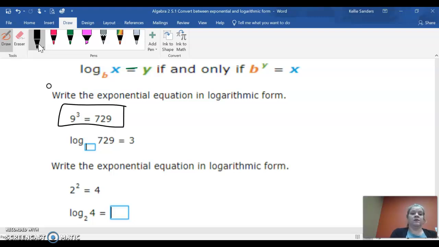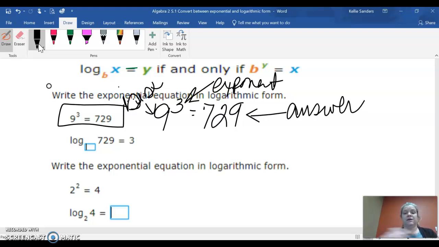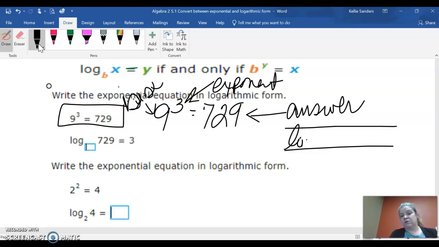And so this is 9 to the third equals 729. If you have 9 to the third, then 9 is the base, 3 is the exponent, and 729 is the answer. So if I'm going to rewrite it in logarithmic form, the base is always the subscript. It always is written smaller. So if you have lines on your paper, I would write this log base 9. See how I'm writing it lower than that? Of 729 equals 3, because 3 is the exponent.